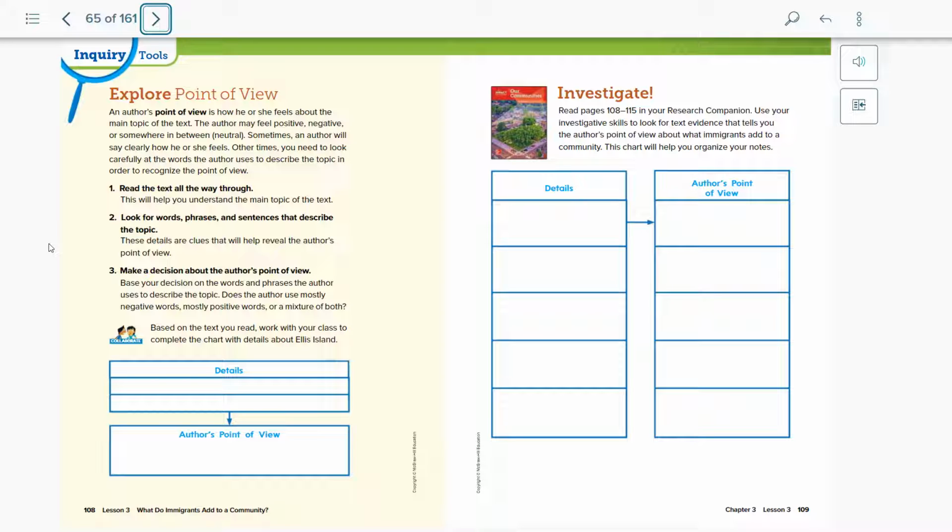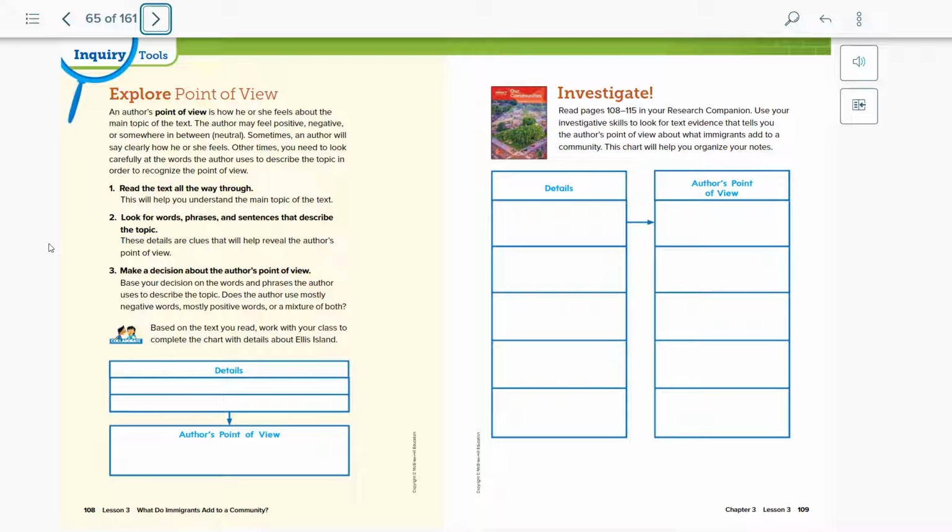So ways to do that is to read the text all the way through, look for words, phrases, and sentences that describe the topic, and make a decision about the author's point of view. So based on the text that we read, we're going to complete the chart underneath with details about Ellis Island.